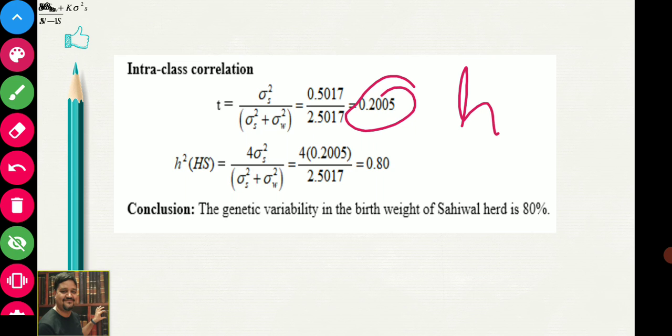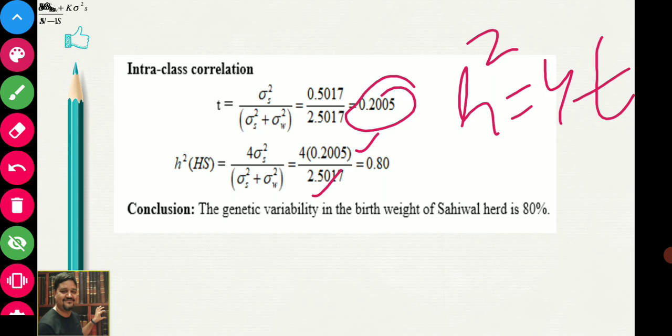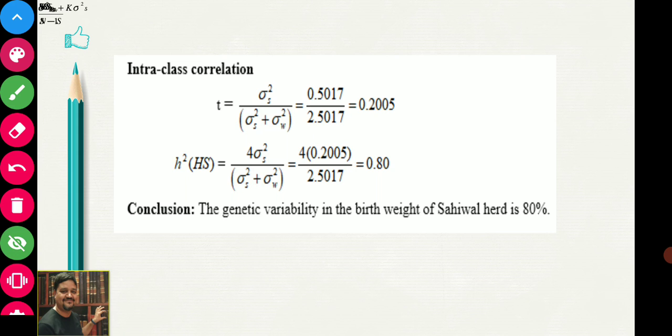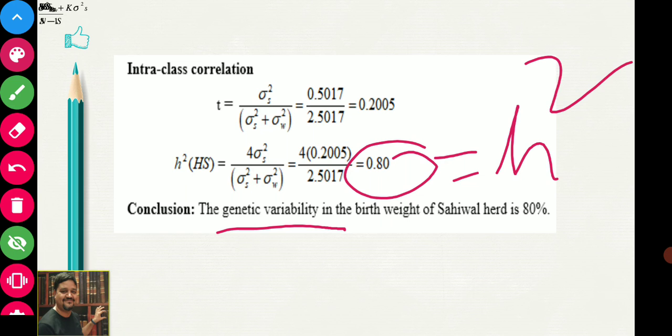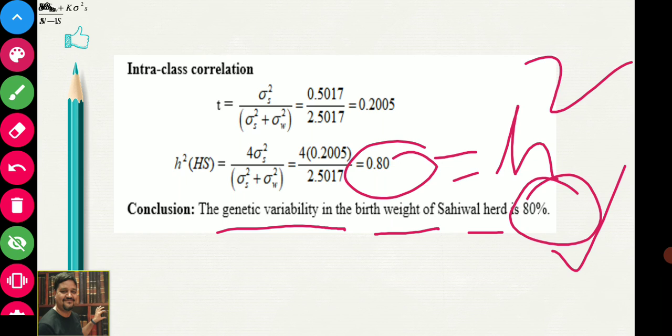Now you know h square is equal to 4t in case of half sib, and in case of full sib it will be 2t. So here you will multiply it with 4. So 4 into 0.2005 divided by 2.507, and it will come to around 0.80. So this is the estimate of heritability. This 0.80 is the estimate of heritability. And what does it indicate? The genetic variability in birth weight in the Sahiwal herd is 80%. So 80% is the genetic variability in case of Sahiwal as per the given question.